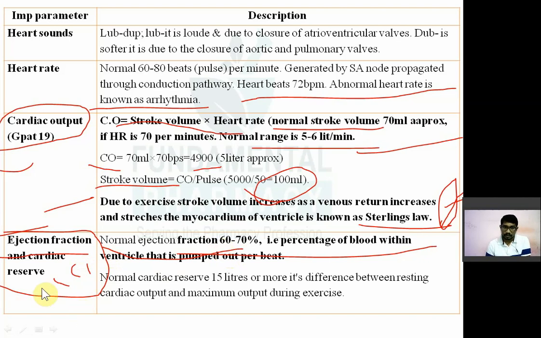Normal cardiac reserve is around 15 liters or more. Difference between resting cardiac output and maximum output during exercise. So normal cardiac reserve कितना होता है 15 liters और उससे ज़्यादा भी हो सकता है. And that is nothing but the difference between resting cardiac output and maximum work cardiac output during exercise. So that is okay. Now we'll see the next one.